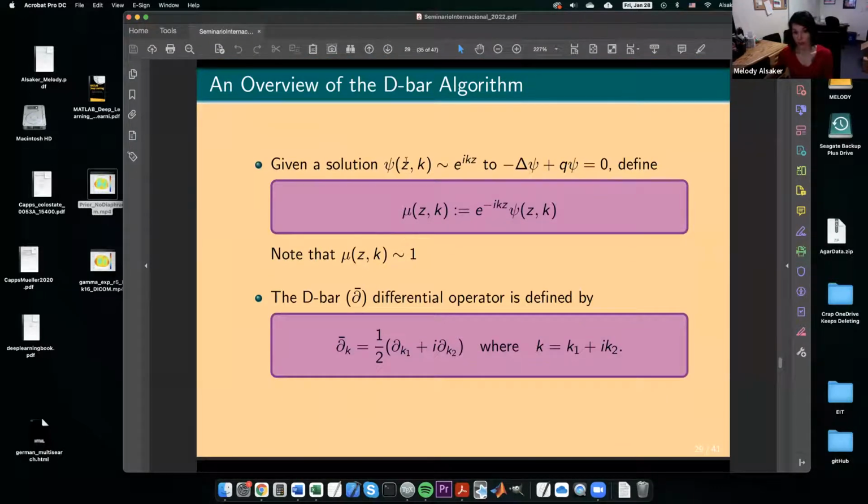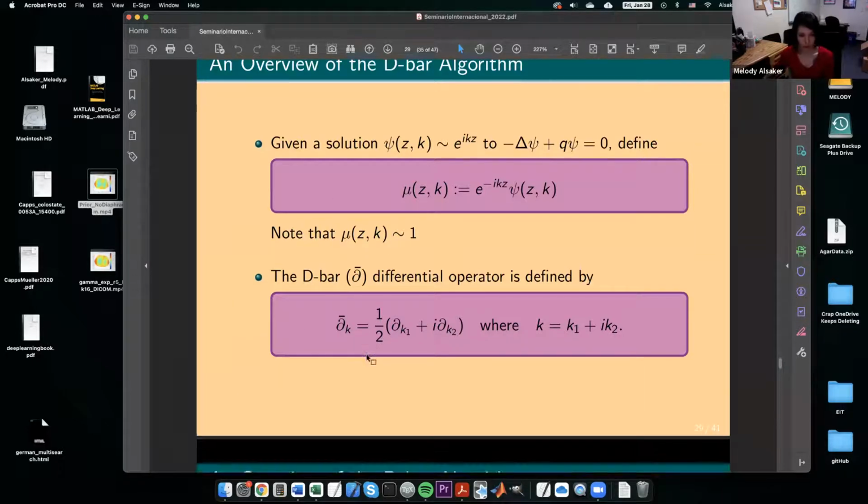So given a CGO solution to that Schrodinger equation, we're going to define this auxiliary function mu like this. This function here is asymptotically equal to e to the ikz, and we're multiplying it by e to the minus ikz. So mu is asymptotically equal to 1. And then we're going to recall the dbar differential operator. If you've taken a complex variables course or taught a complex variables course, you're familiar with this one. The dbar operator is just this fancy derivative operator. So we're just defining a couple of things here.